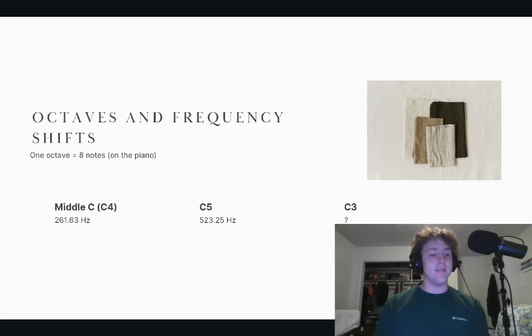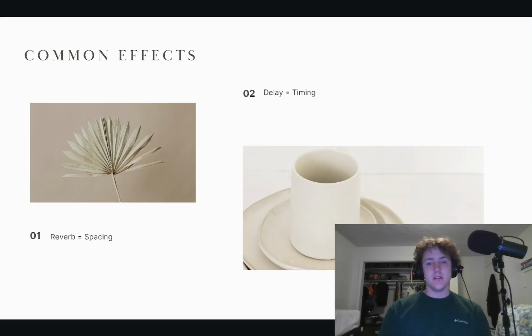So if you had to take a gander, what would you think C3 is? I'll let you think about that for a second. So C3 is 130.81 hertz, right? So it's a perfect half. Pretty awesome thing about octaves there.